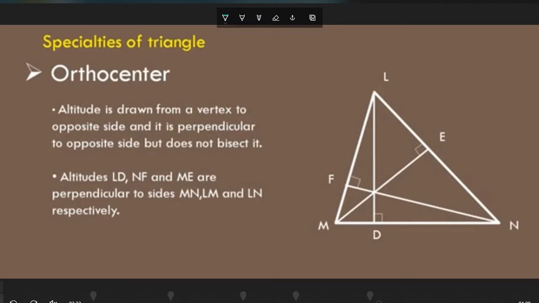We have to discuss angle bisectors. In this chapter there are lots of things we have to discuss about bisectors, either angle bisectors or the bisecting of sides, whatever we have to learn.